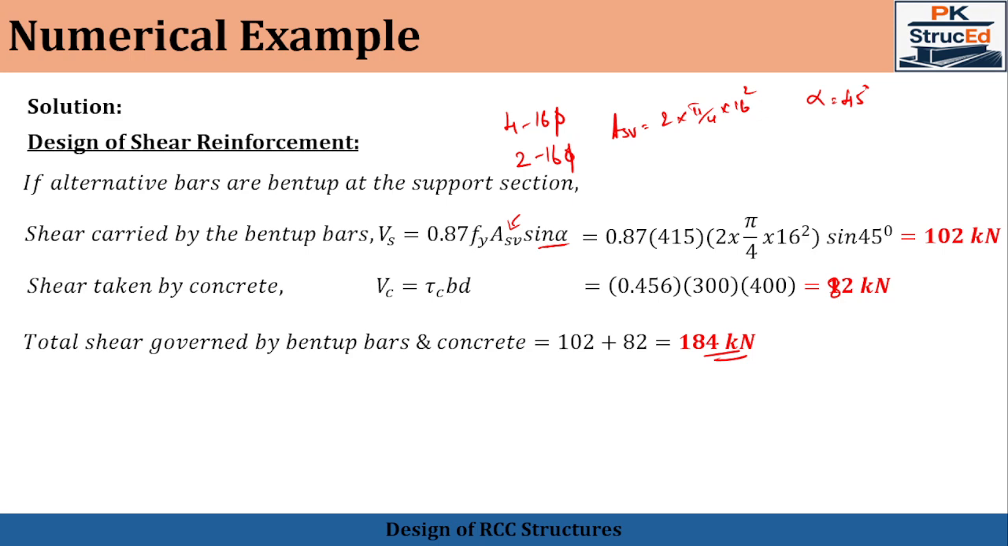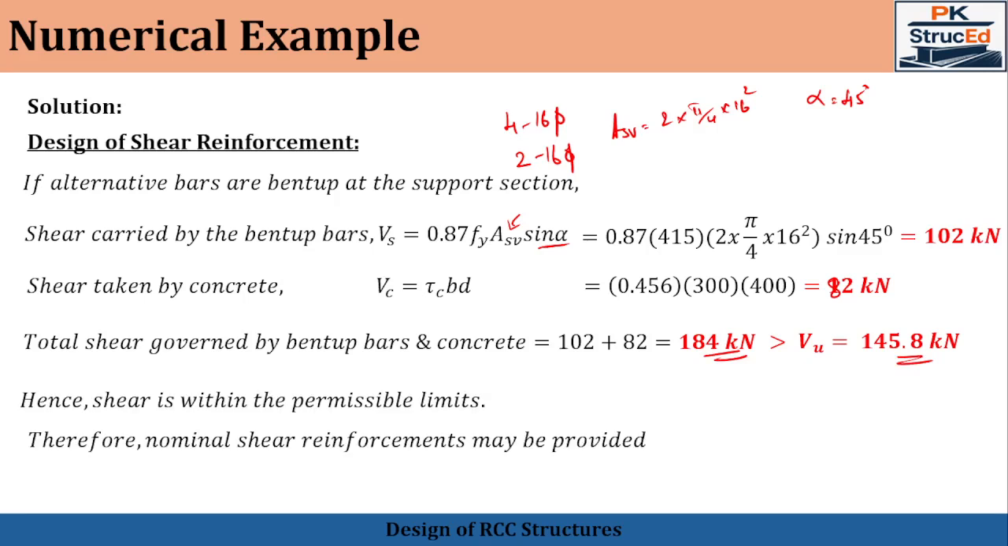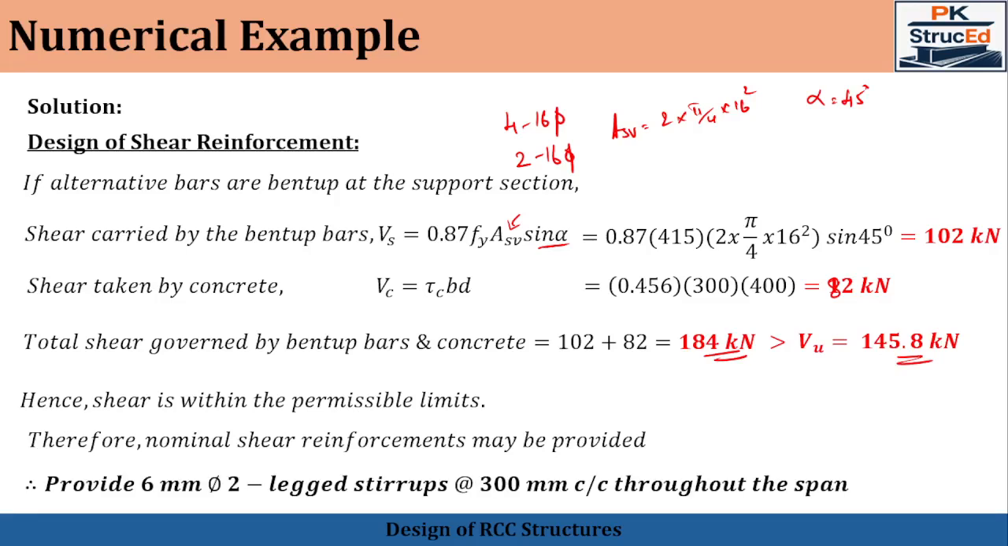Right. So the total shear which is acting is only 145.8 kilonewton, whereas the bent up bars as well as the concrete itself will govern 184 kilonewton. Therefore, the shear is within the permissible limits. In any case, nominal shear reinforcement may be provided. So we can provide 6 mm dia 2-legged stirrups at 300 mm centers throughout the span.